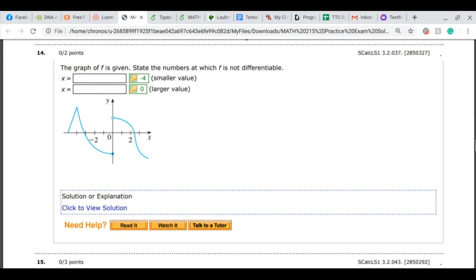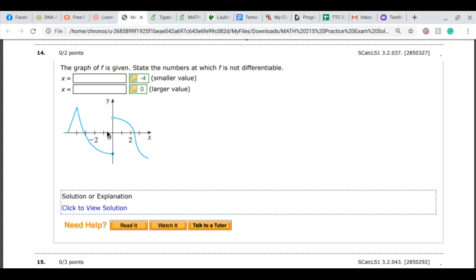Let's go on to number 14. The graph of f is given. State the numbers at which f is not differentiable. What does it mean for f to not be differentiable? Well, we just need to see where you can't get a slope. Notice here, it changes at minus 4. What's the problem? Well, here it has a constant slope, so it's differentiable there.